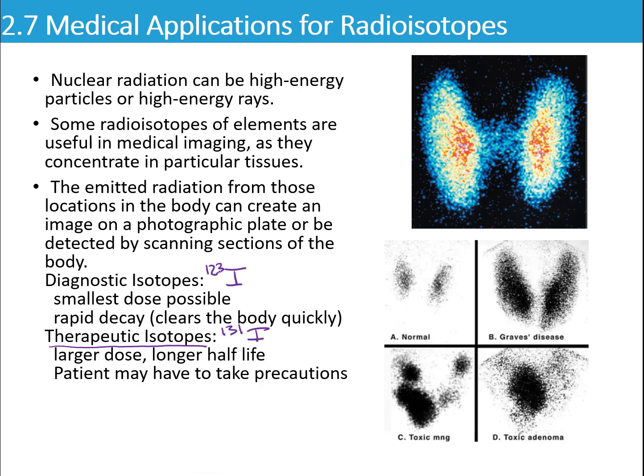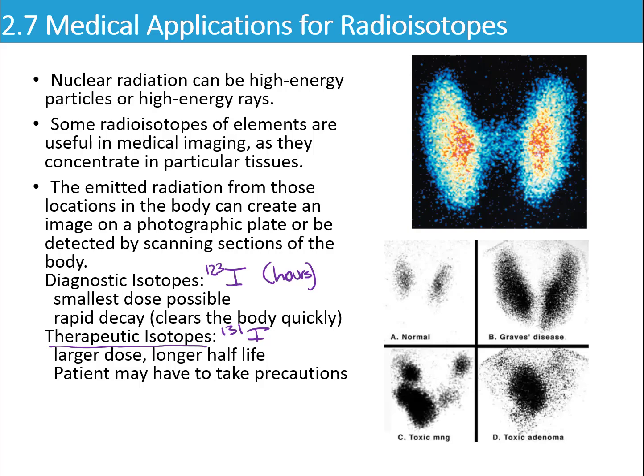So remember, iodine 123, this is hours. So within 3 days, it's really completely gone from the body. Iodine 131 has 13 days or something like that as its half-life. So it's going to last. It's going to take almost 2 weeks for half of it to disappear.